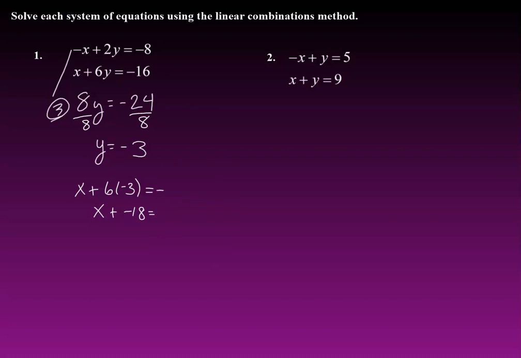Oops, if I write the problem correct, that's negative 16. So then we're going to add 18 to both sides, and we're going to find that x equals 2. Okay, so that was step 4. And then step 5 is just to write our answer as an ordered pair. So 2, negative 3.